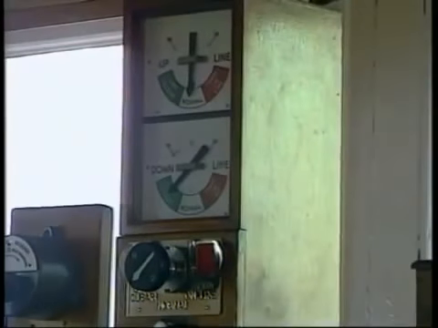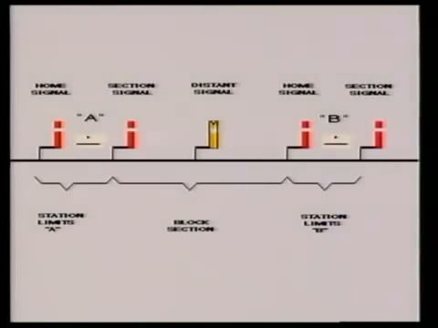Let's have a look at how the absolute block works. The signal box at A has a home signal and a section signal. The section of line between these two signals is known as station limits. In advance of this section signal, the line as far as the home signal at B is known as the block section. Only one train may ever occupy this block section at any one time. This then is the basis of the system.